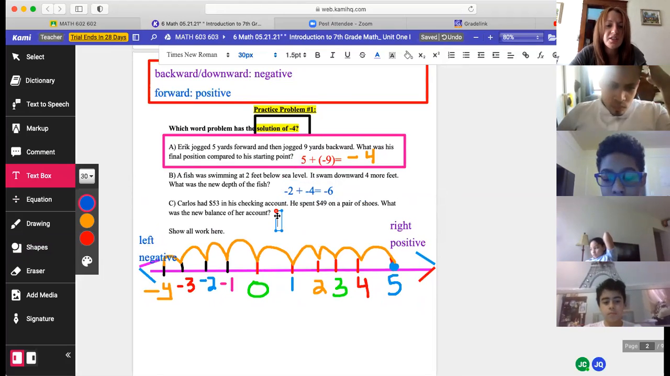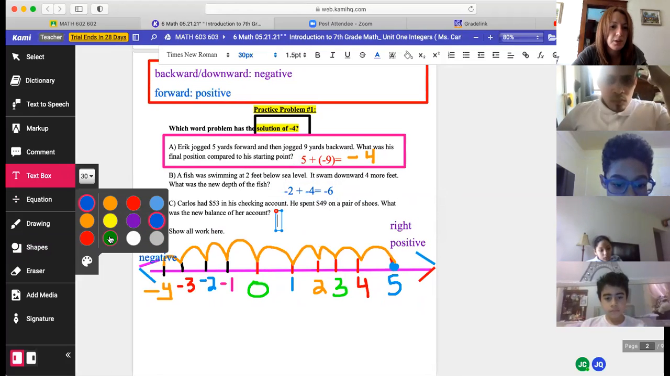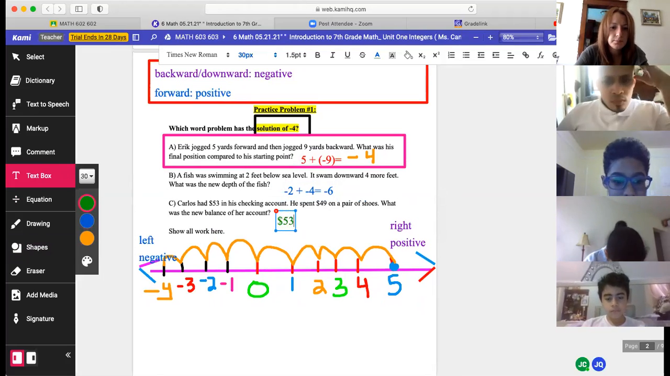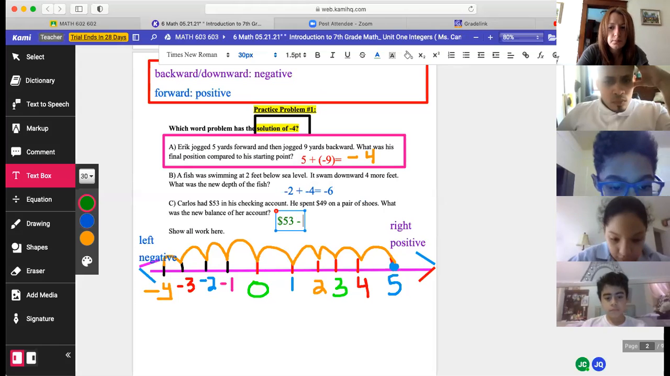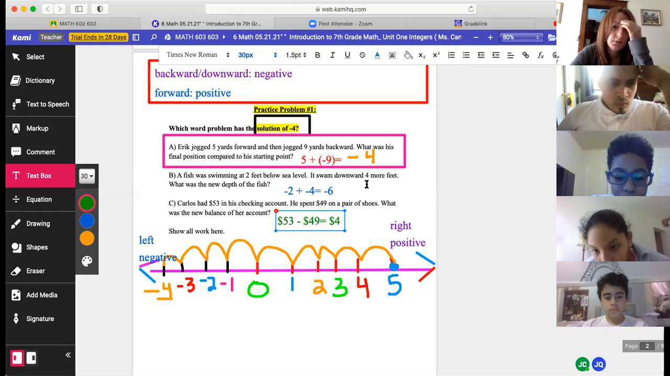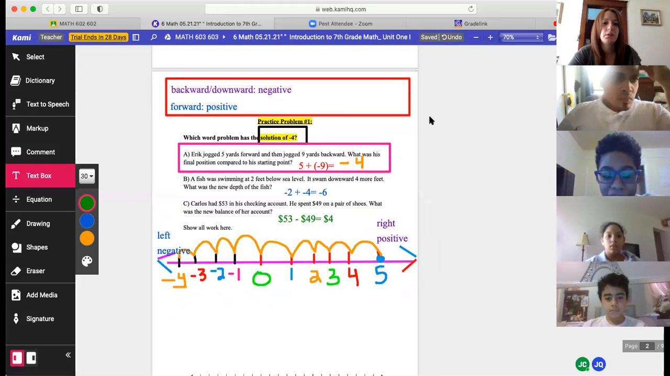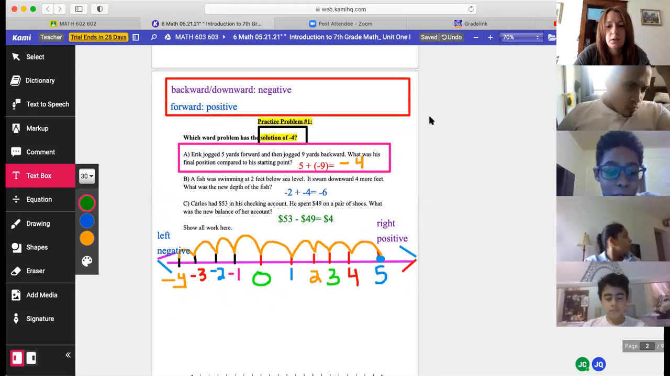Okay, so Carlos has $53 and he spends $49. What is the new balance in his account? What do we do here, Joseph? So right now we could do subtraction. And in this case, do 53 plus negative 49, or just do 53 minus 49. This gives us positive 4 as our answer for letter C.